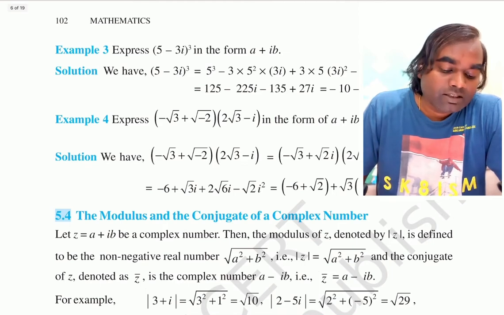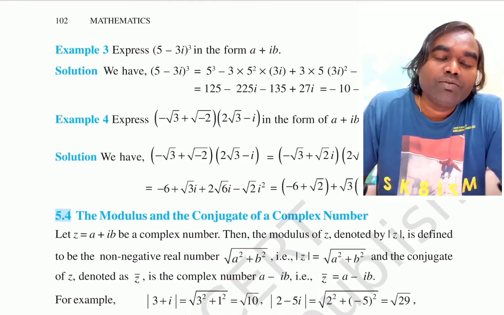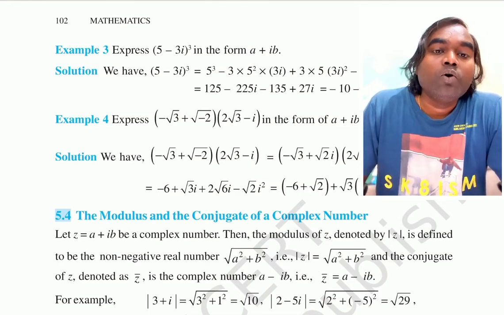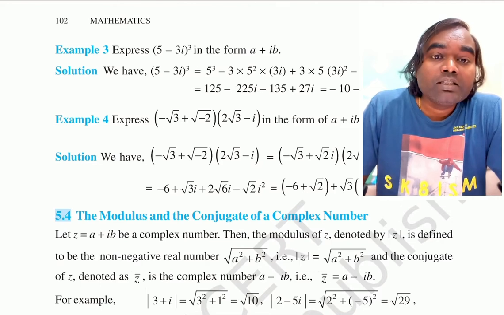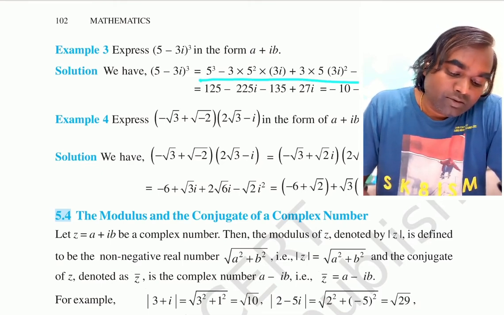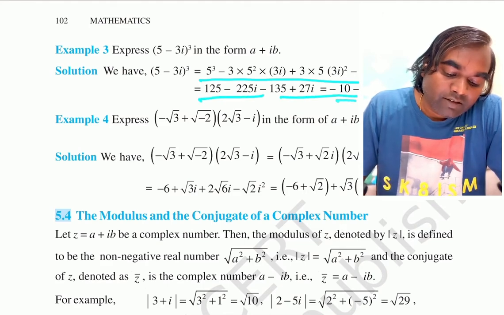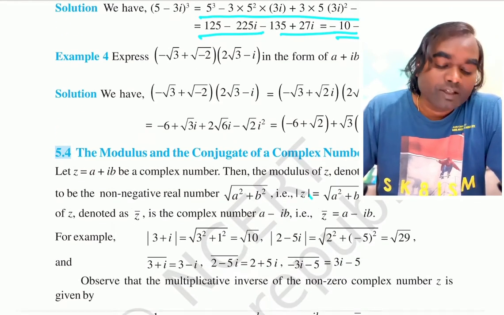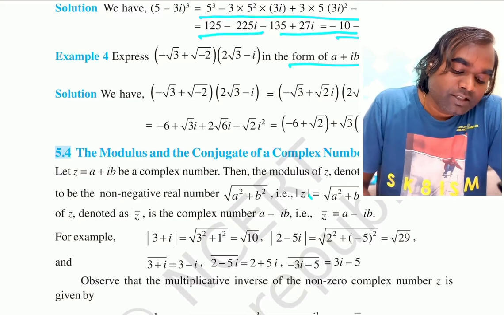Express 5 minus 3i whole cube in the form a plus ib. Firstly we will expand this 5 minus 3i whole cube by using the identity z1 minus z2 whole cube is equal to z1 cube minus z2 cube minus 3 z1 z2 into z1 minus z2. So by using that principle we write this, and after this we can get this value. Okay, now example 4. Express this in the form a plus ib.